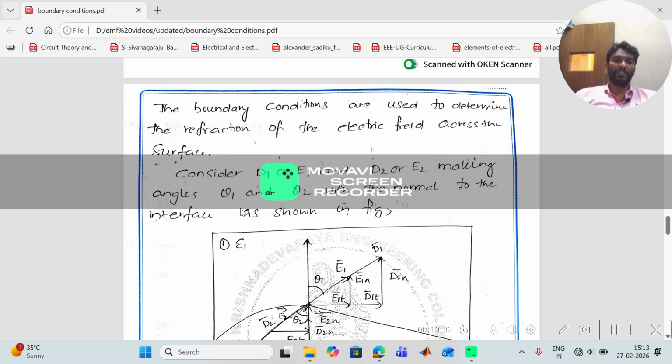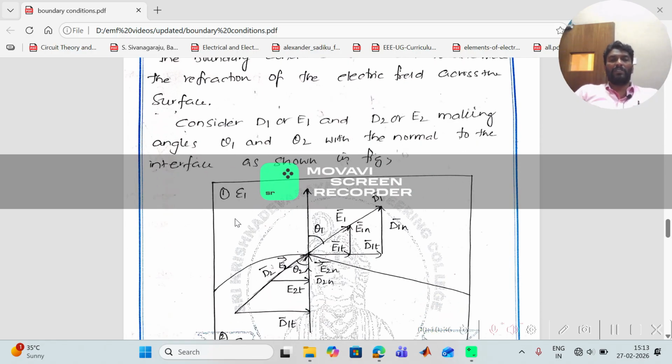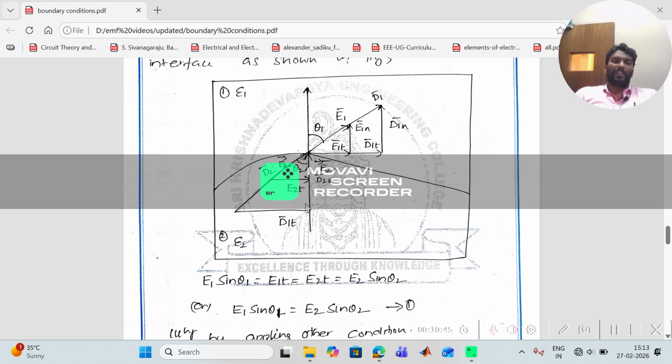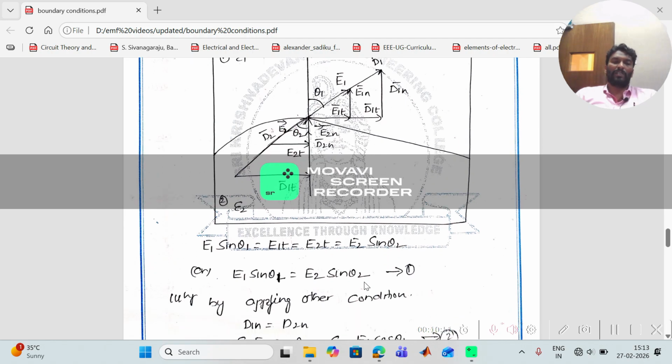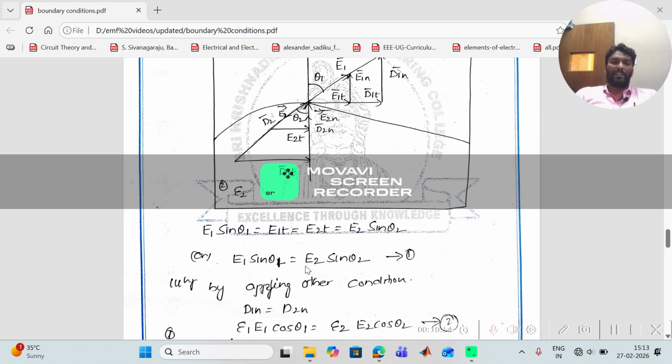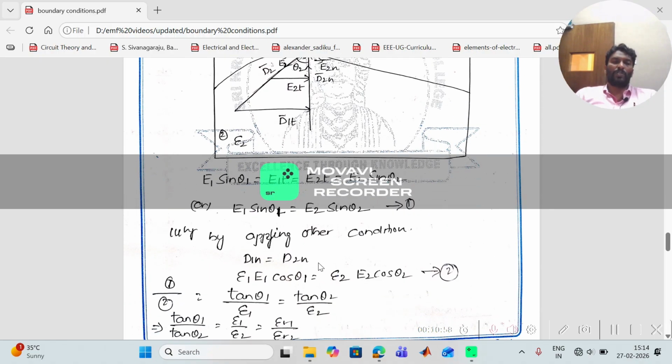the surface by considering D1 or E1 and D2 or E2, making angles theta 1 and theta 2 with the normal to the interface as shown in figure. We can write E1 sin theta 1 is equal to E1t, which is equal to E2t, which is equal to E2 sin theta 2, or simply we can say E1 sin theta 1 is equal to E2 sin theta 2. Similarly, by applying the other condition, as you know, D1n is equal to D2n, epsilon 1 E1 cos theta 1 is equal to epsilon 2 E2 cos theta 2.